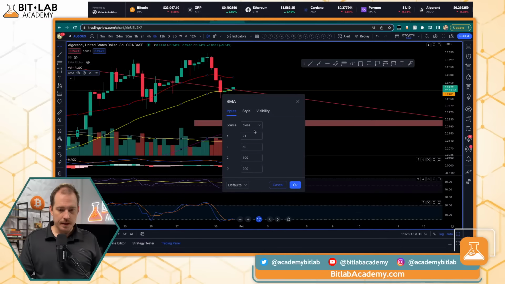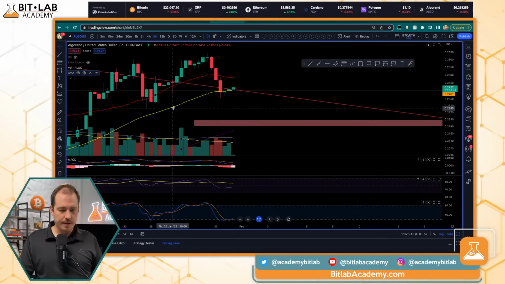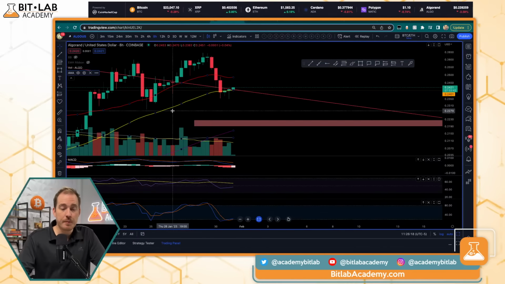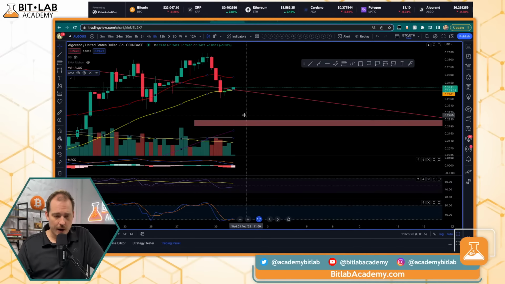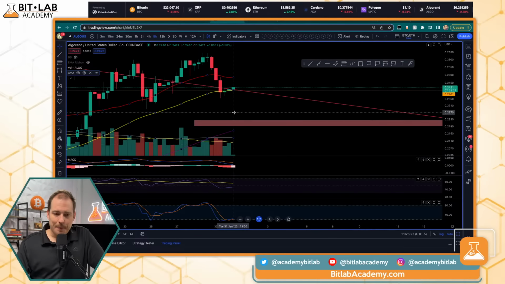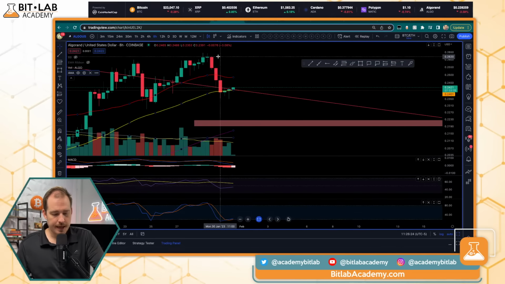This is the 4MA, so that's the 50. This is the 50 moving average here on the 8 hour. This is finding support. But what we need to watch for, this is going to be key, option F.